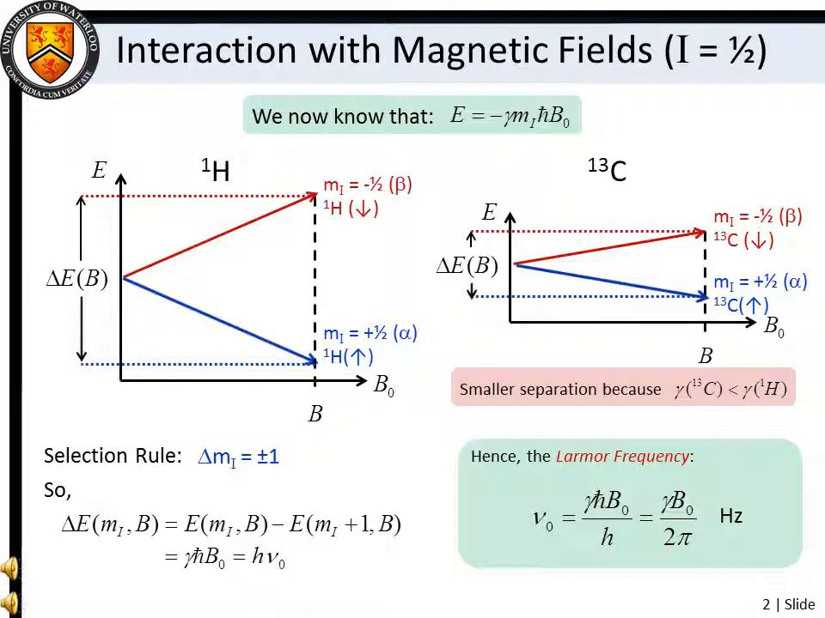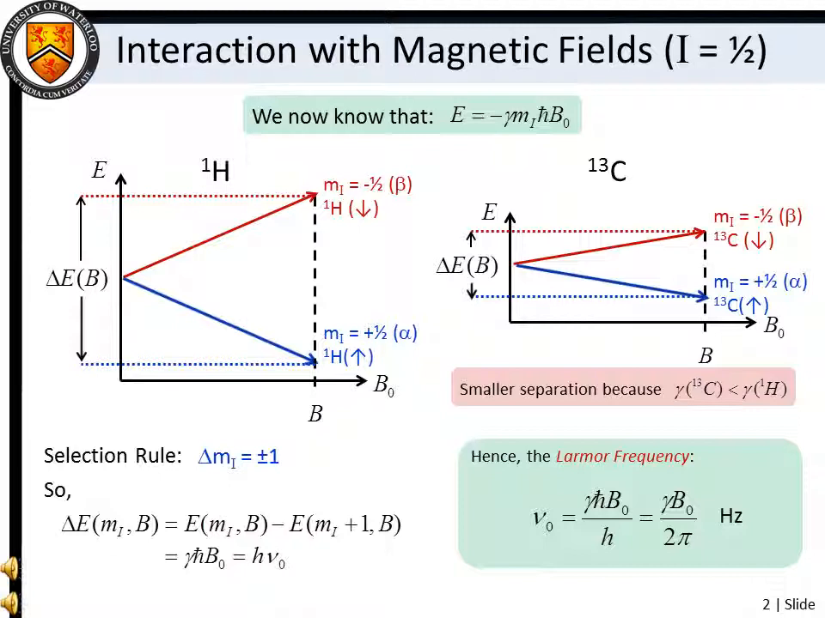Owing to the m sub I dependence of the interaction energy, application of an external magnetic field lifts the degeneracy of nuclear spin states. NMR spectroscopy measures transitions between these spin states. Since the nuclei of different elements have different magnetogyric ratios, the energy separations between spin states, and therefore the transition frequencies, are different for each element.